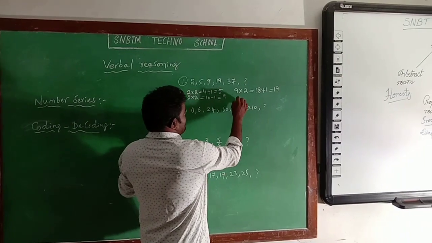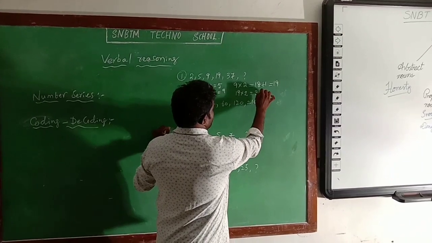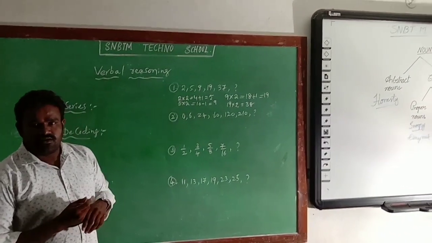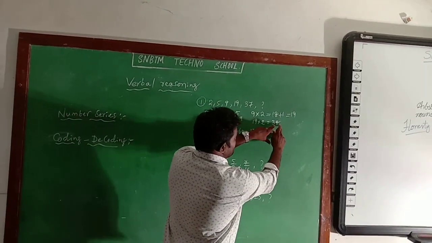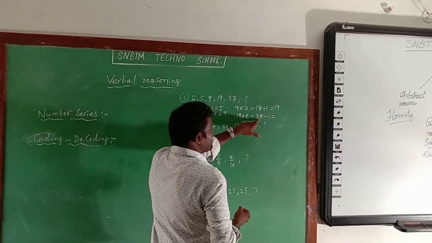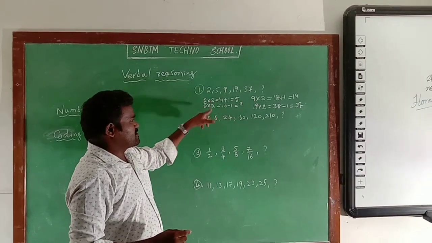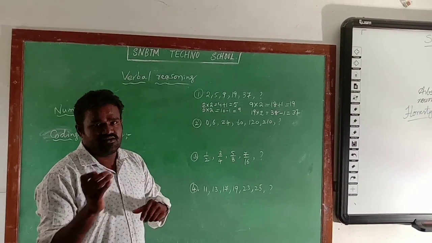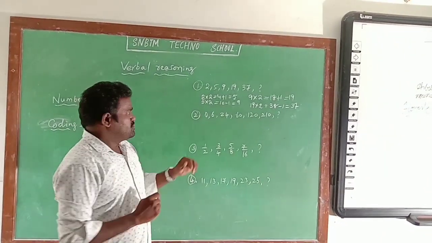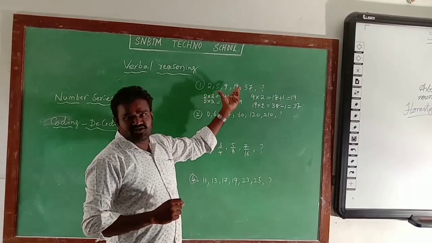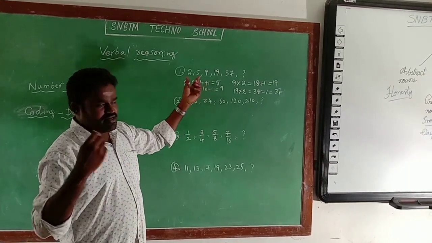Here, what is the next number? 19. Double the 19, 19 twos are clearly 38. Plus 1 or minus 1? Here the operation is minus 1. So 38 minus 1 is equal to 37. So what is the pattern in all the numbers? Double the number and alternately add plus 1 and minus 1. This is the logic in this question.